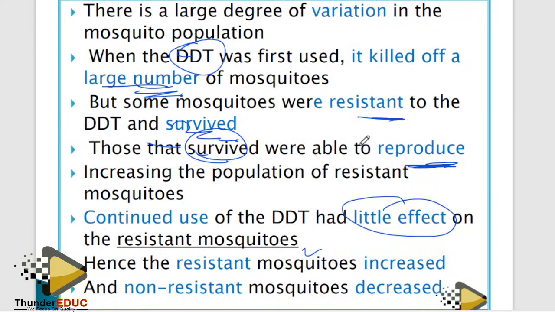Variation: you tell me which variation it is. Those which are able to survive the DDT and those which are not. Those which are able to survive the antibiotics and those which are not. Those which are able to survive the ARVs and those which are not. Those which survive reproduce in large numbers, while those which cannot survive die in large numbers. Those which survive pass their gene of resistance to the next generation. Continued use of these ARVs, antibiotics or DDT will have little or no effect on these organisms. Therefore, the resistance has increased. That's what you talk about.